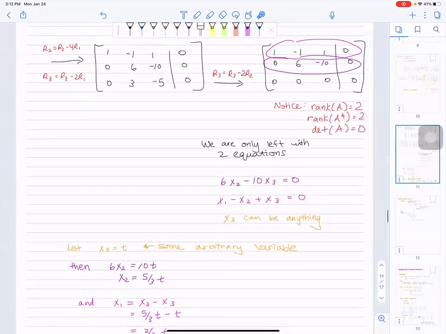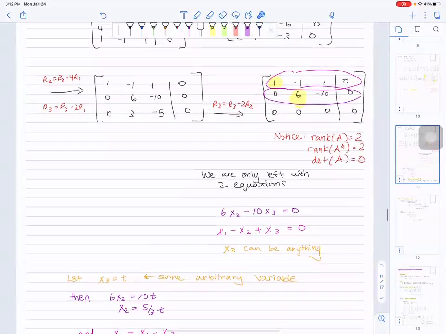Something to notice here is that the rank of A was 2. Rank of A augmented is also 2. So rank of A is the same as rank of augmented. How does that make it different from our first example?